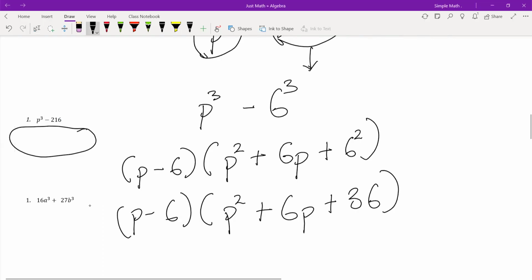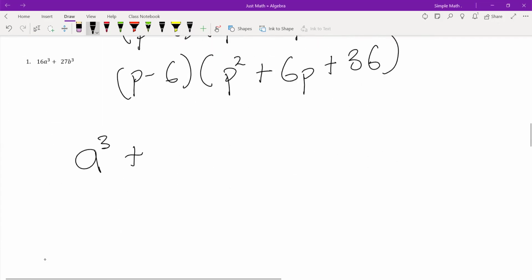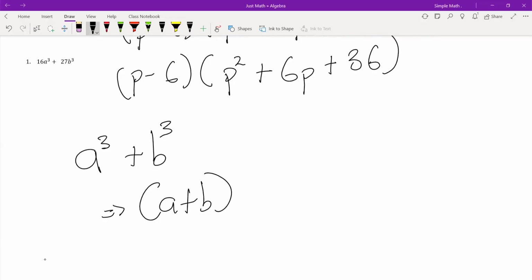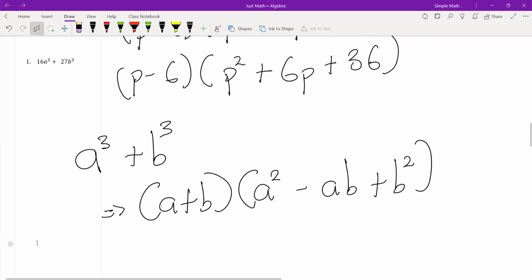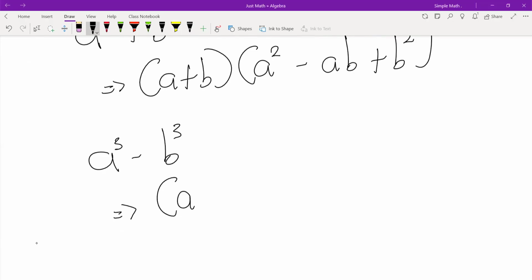So thank you again. I hope this helped. Let's remember the formula. For the sum of two cubes, we get (a plus b)(a squared minus ab plus b squared). For the difference of two cubes, a cubed minus b cubed, that's going to give you (a minus b)(a squared plus ab plus b squared).